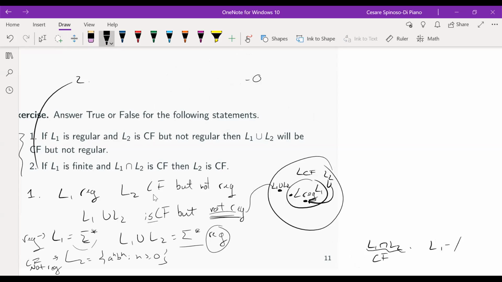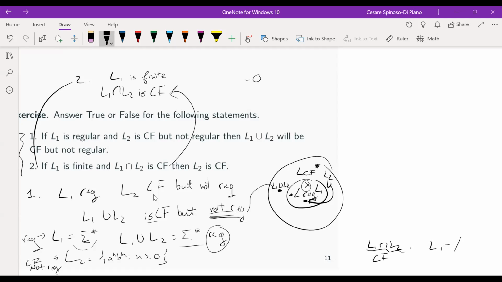Then L2 is context-free. Okay, so if L1 is finite, it means it has a finite number of elements. So why are we saying, this is kind of weird, no? Why are we saying that L1 intersect L2 is context-free? Isn't it kind of weird that, okay, so no one fell into my trap. I was going to say, isn't it kind of weird that it's here? Well, no, but if it's context-free, it could also mean that it's here. So that would be okay.